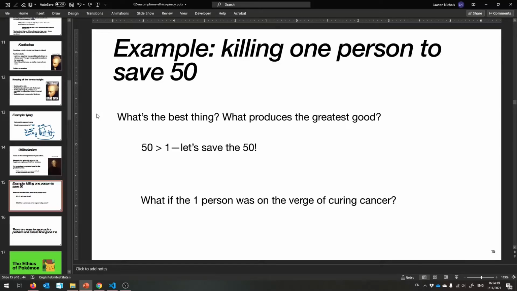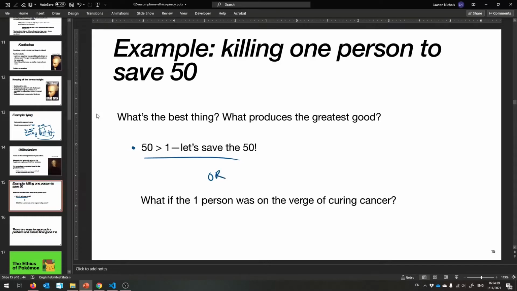So you have options. So the first thing that you can think about if you're trying to weigh your options is, oh yeah, 50 is greater than 1. Let's save the 50 people. Obviously, if I'm put in this situation, I'm definitely going to save those 50 people. Okay, I have no choice but to kill 50 people or one person. I'm killing the one.